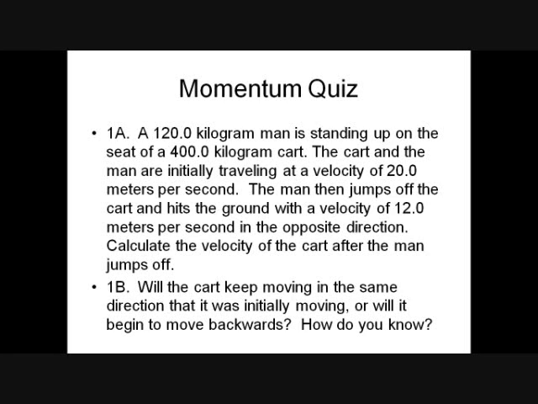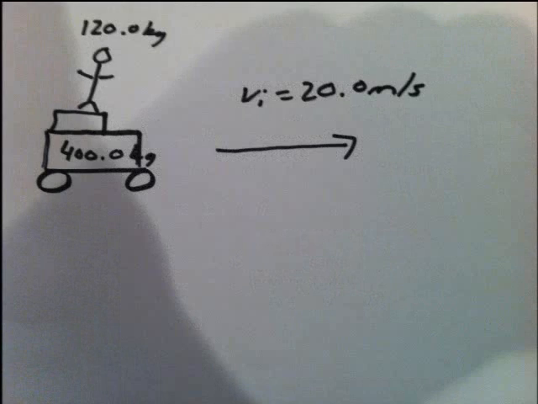Alright guys, so here's our first problem for momentum. We've got a 120 kilogram man standing on a 400 kilogram cart. They're moving together at a velocity of about 20 meters per second. The man jumps off the cart and hits the ground going in the opposite direction at about 12 meters per second. We want to know the velocity of the cart after the man jumps off, and we also want to know if it keeps moving in the same direction or not.